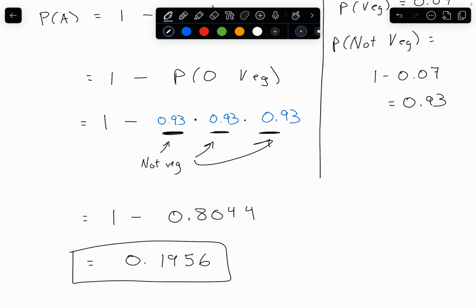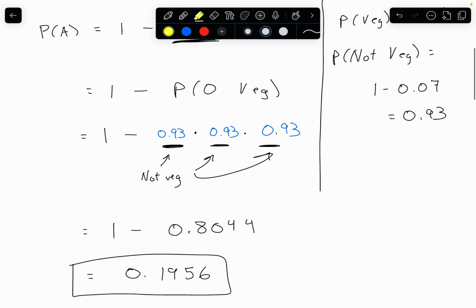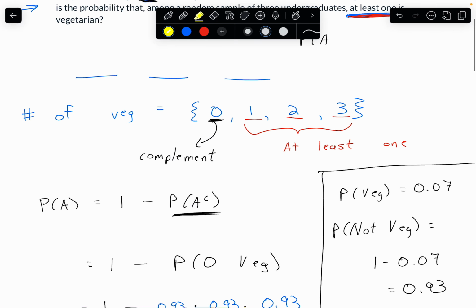So these problems, I will be the first to admit, are pretty difficult. I think that probability in general tends to be a pretty challenging section. So I recommend if you come across problems that you're finding difficult or you're getting stuck on, try to write out different things that you know. So in this case, I think writing out the number of vegetarians that we could potentially have in our sample was extremely helpful. And then we could say, okay, here's what at least one means. And that led us to thinking about the complement instead.